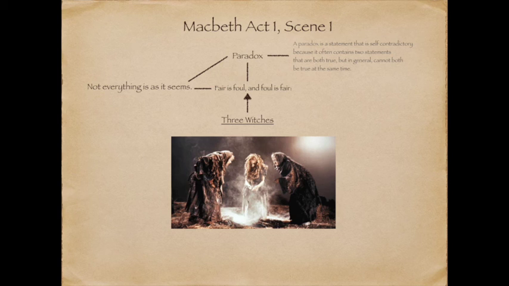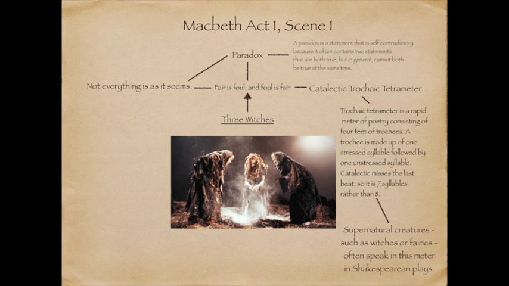And look, Shakespeare loved these little plays with language, and indeed, if you read it backwards, it still reads exactly the same thing. Fair is foul, and foul is fair. Now, the witches' dialogue is spoken in catalectic trochaic tetrameter, which is 7 beats. Boom ba, boom ba, boom ba, boom.